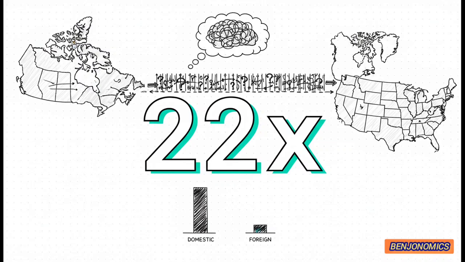Wait, 22 times? It was this spectacular puzzle. It literally suggested that a simple administrative border was acting like a massive, invisible wall, making trade with the U.S. seem almost impossible compared to just trading domestically.